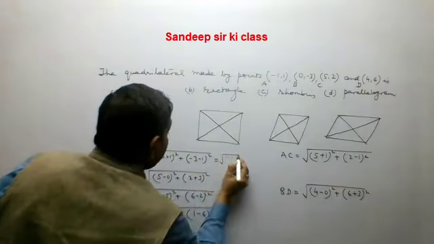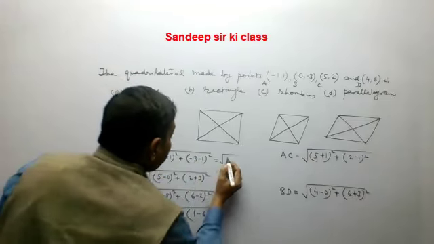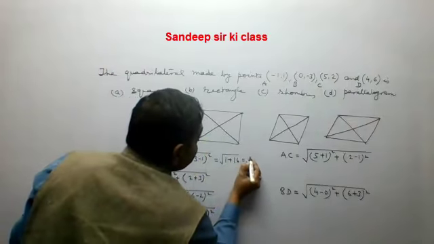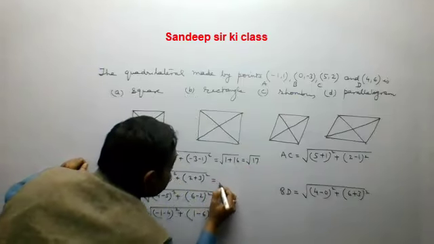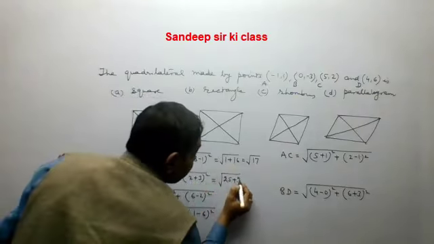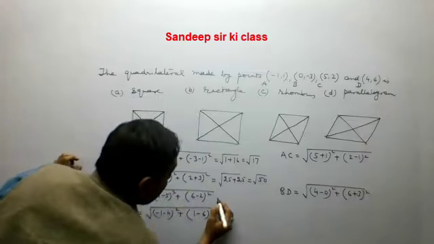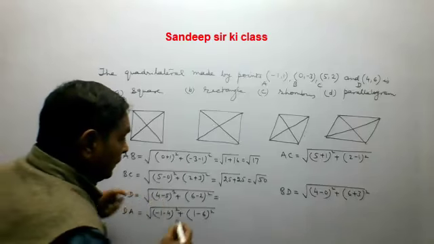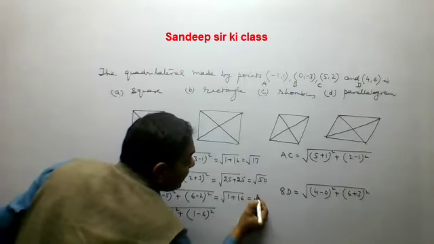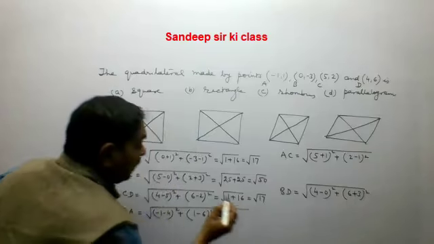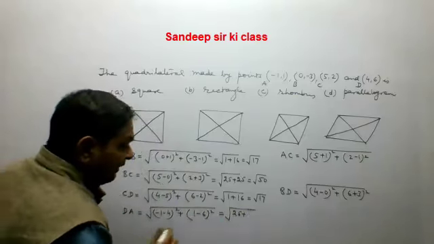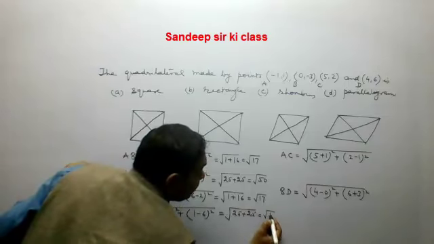Now calculate each. So this will be under root 1 square plus minus 4 square, which will be positive, so it will be 16. So it is equal to under root 17. This is equal to under root 5 square, which is 25, plus 5 square, which is 25. So it is under root 50. Again this will be minus 1 square, which is 1, plus 4 square, which is 16. So it is under root 17. This will be equal to under root minus 5 square, which is 25, plus again minus 5 square, which is 25. So it is under root 50.